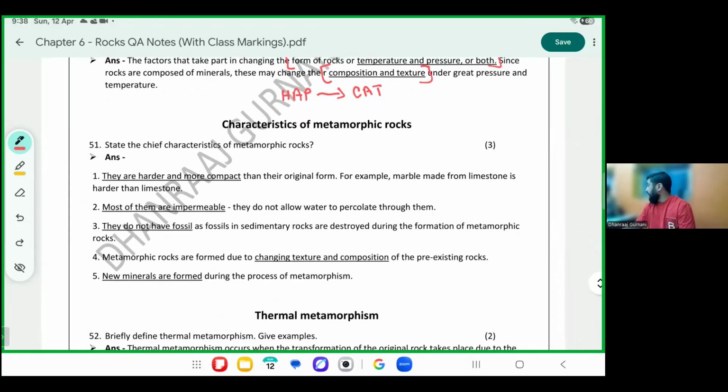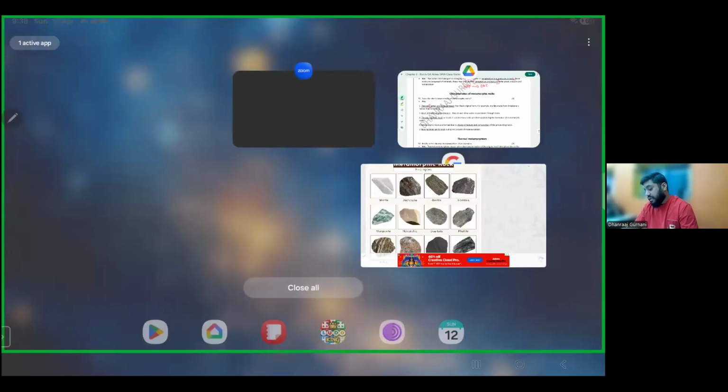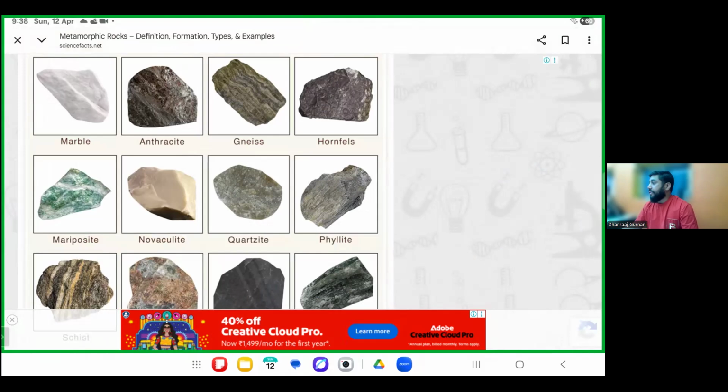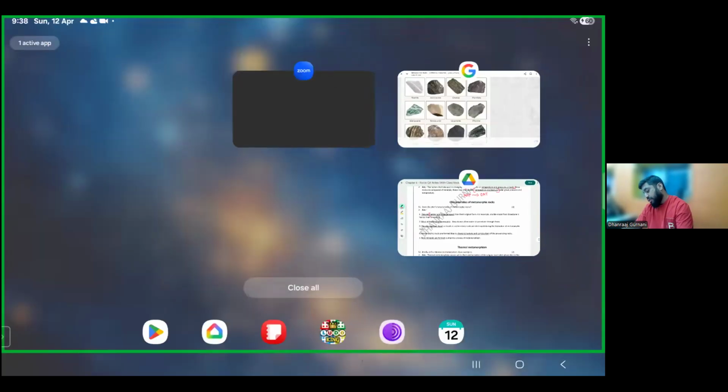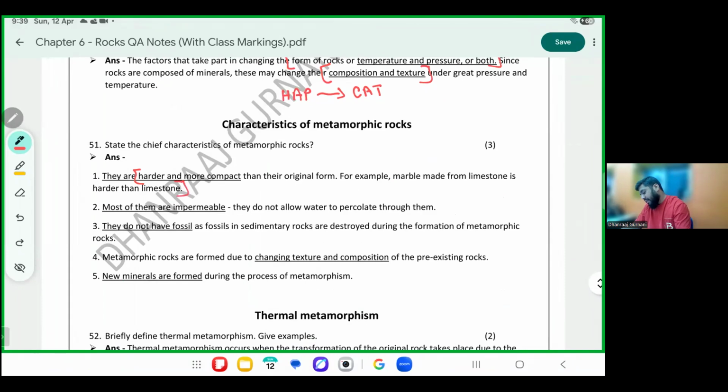Characteristics. Now these types, because they are going under heat and pressure, they are harder and more compact than the original form. This new rock, which has undergone HAP, heat and pressure, will be much stronger than the previous original rock. Example, marble made from limestone is harder than limestone.